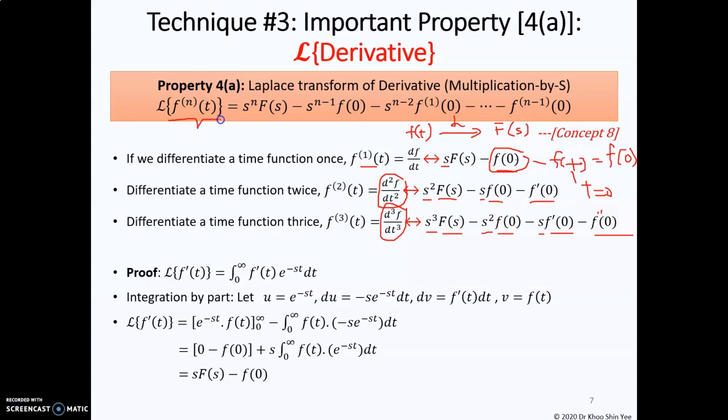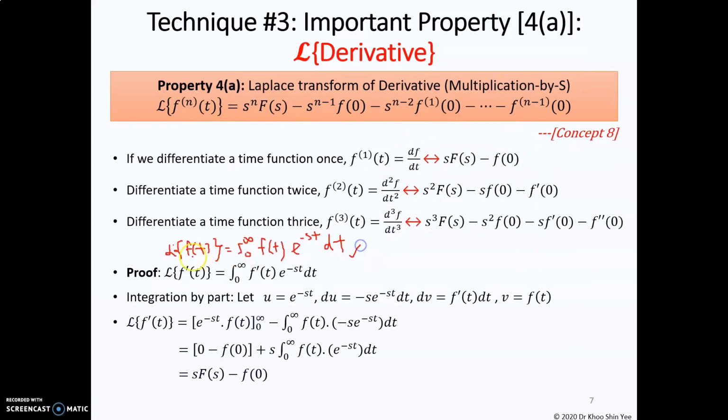So this is the general formula where you have the nth derivative, then you start from s to the power of n, s to the power of n minus 1, s to the power of n minus 2 until s to the power of 0, which is 1. Then you have capital F(s), and you start from f(0), f prime (0), f double prime (0) until the (n minus 1) derivative at 0. This is very useful in solving ODE problems, so please remember this.